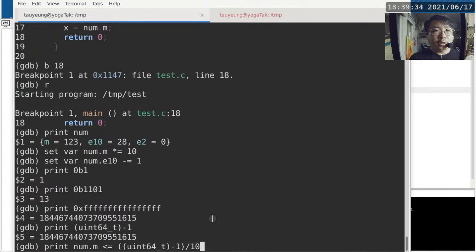We already know what num.m is. It is 1230. So do you think 1230 is less than or equal to the largest value that we can represent using a 64-bit unsigned integer divided by 10? Come on, you guys know the answer. It's really obvious. 1000 something versus the largest value that we can represent using 64 bits, divided by 10. The answer is yes, right? It's going to be true.